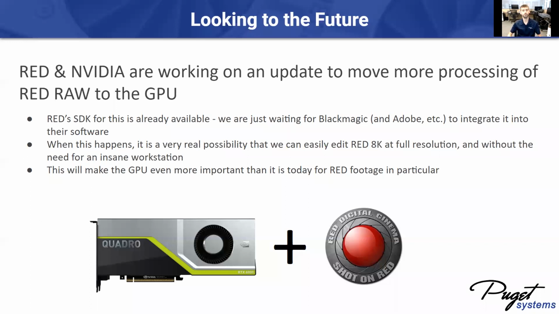One thing looking towards the future, I bring this up a lot recently. It seems like I'm kind of repeating myself because it's taken so long for it actually to come to fruition. But Red and NVIDIA are working on an update to move more of the processing of Red raw to the GPU. So right now, the GPU is used for debayering, or turning the raw sensor data into usable video, but they're going to be moving the decoding as well from the CPU onto the GPU.